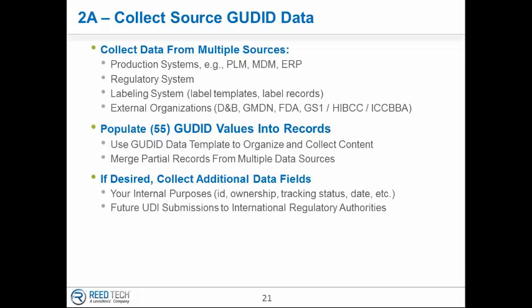And with that thought, it might be advised to collect additional data fields. You're already going through all this. Say the FDA wants these 55, but maybe there's some additional data you want to start collecting and associate with your device identifiers. Or maybe you're thinking about future submissions to international agencies, and okay, maybe this device is this class in the US, but in Canada it's this class. Start thinking about things like that.